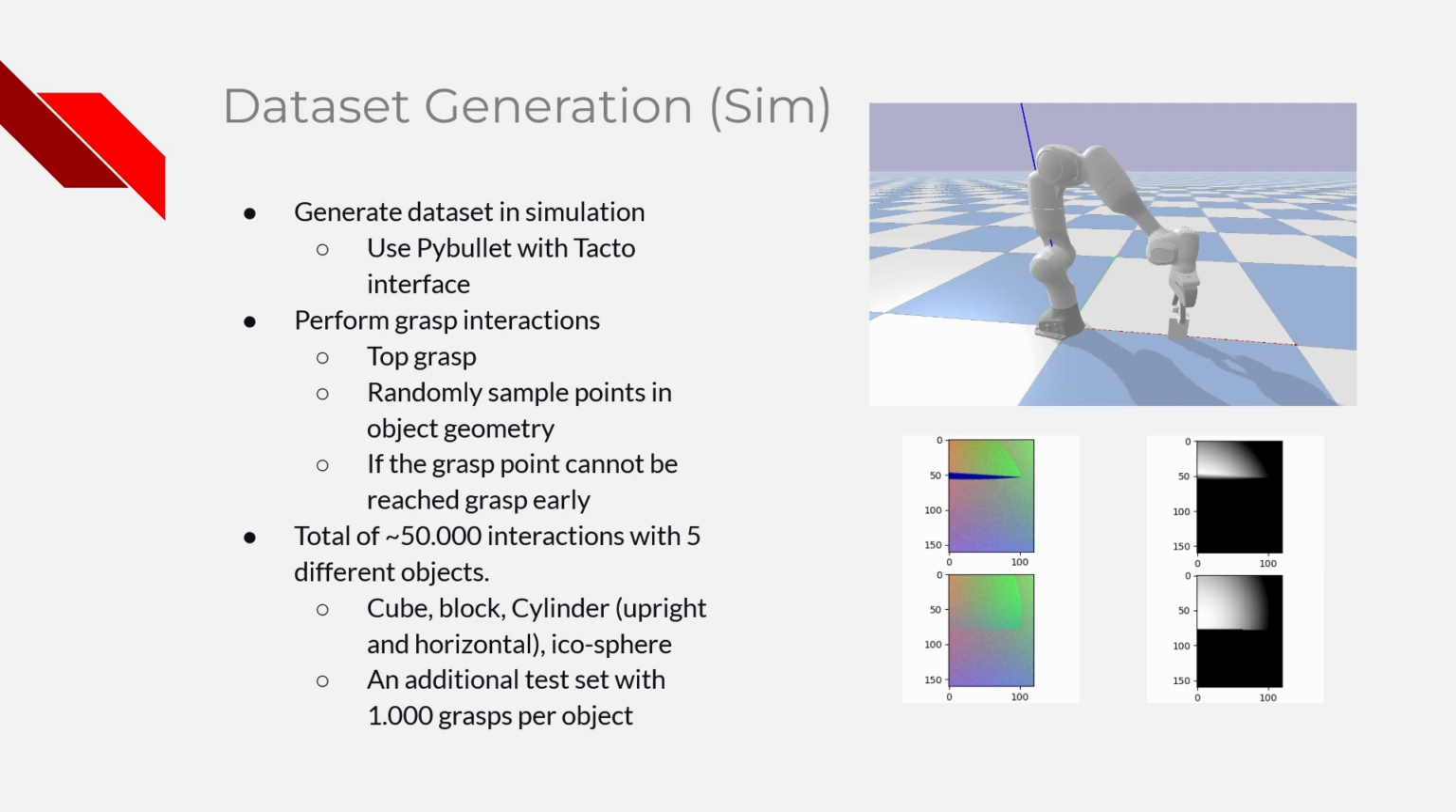We use this sequence to generate a training set of roughly 50,000 data points spread over 5 different object types. Additionally, we generate a test dataset containing 1,000 data points per object for a total of 5,000 data points.